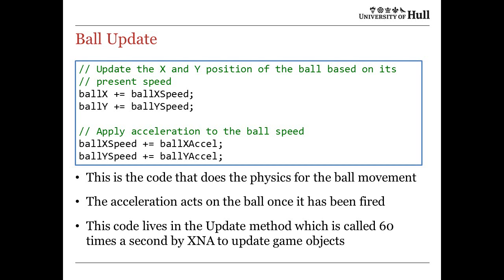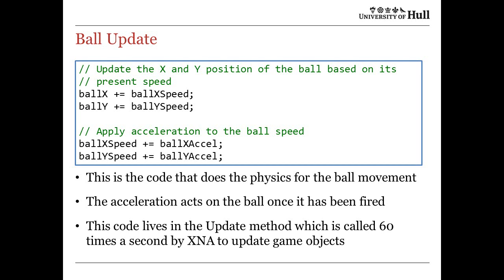So what we do is we change the ball X speed by an acceleration value, and do the same with the Y speed. This value here will be negative. Well, the Y value will be pulling the ball down the screen, because that's what gravity does. The thing that quite impresses me is that actually just using this, you can get quite a realistic looking ball movement. This code lives in the update method, and that's called 60 times a second by XNA to update everything on the screen.